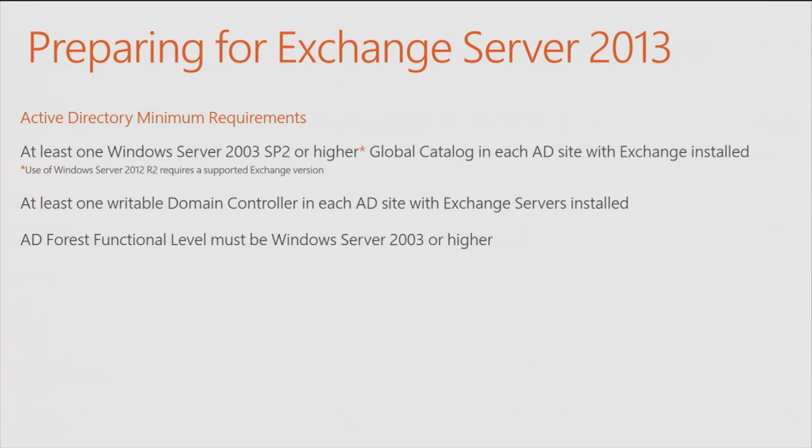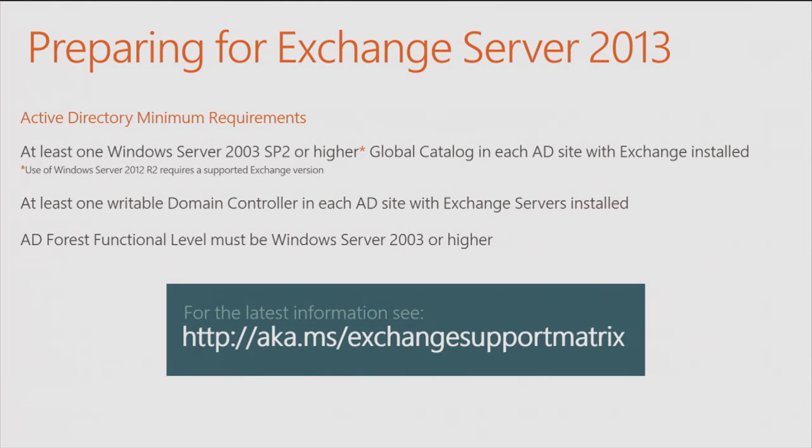Not a lot has changed as far as the requirements. These are pretty much the same requirements as 2010 when it was released. You still need writable domain controllers. You still need at least one writable global catalog in each Active Directory site that Exchange is deployed in. You need to be at least on Server 2003 Service Pack 2 or higher, which by 2014 I really hope you are. You can also use 2012 R2; we'll talk about what requirements there are in a moment. And your forest functional level has to be at least Windows Server 2003. So just like 2010, these requirements have not changed.